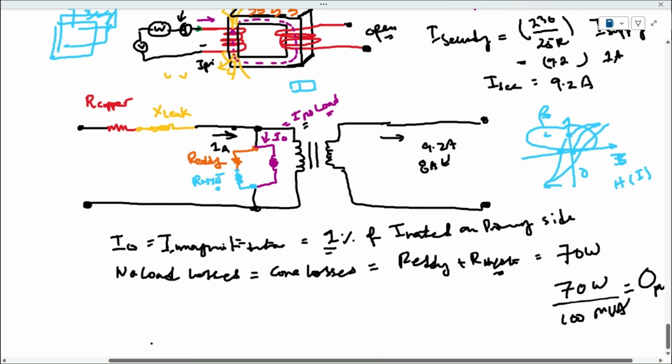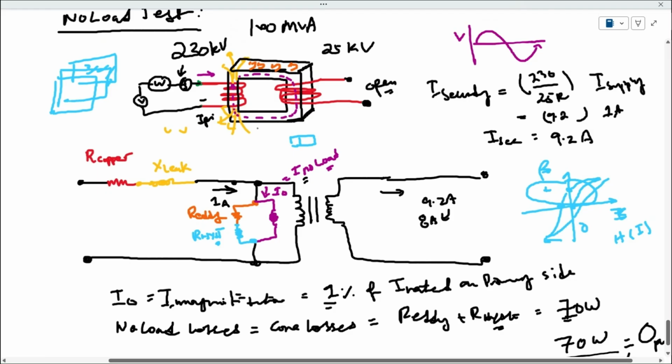And then in the next video, I can tell you some realistic values from an actual test, and then we can put them in PSCAD. But now you have a bit of an idea of what R eddy and R hysteresis are, and the magnetization current, and how they relate to the losses in the transformer. See you in the next video.